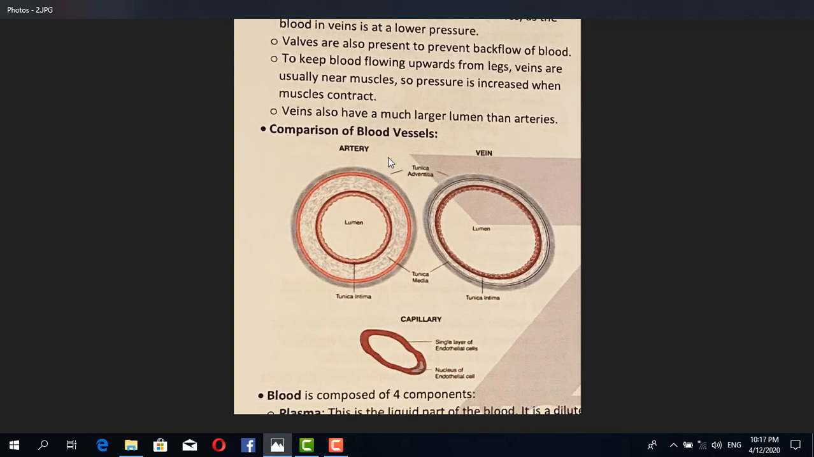This is the comparison between the blood vessels, the artery here and the vein. Look at the tunica externa and the intima and the media, and look at the lumen in the artery and the lumen in the vein.